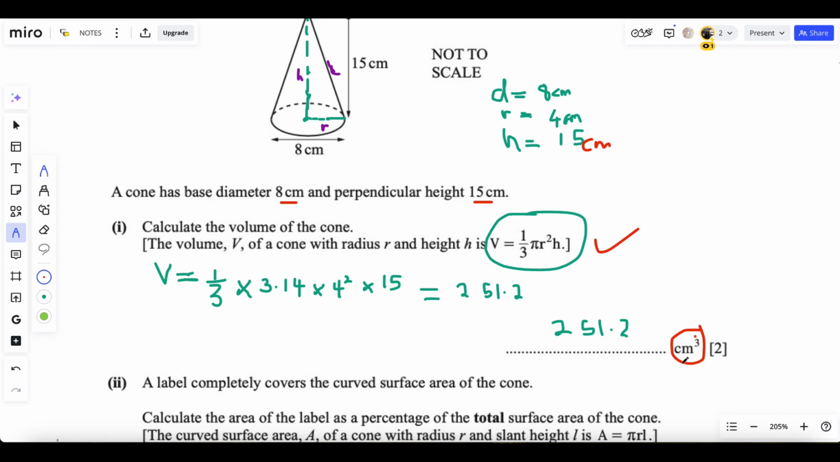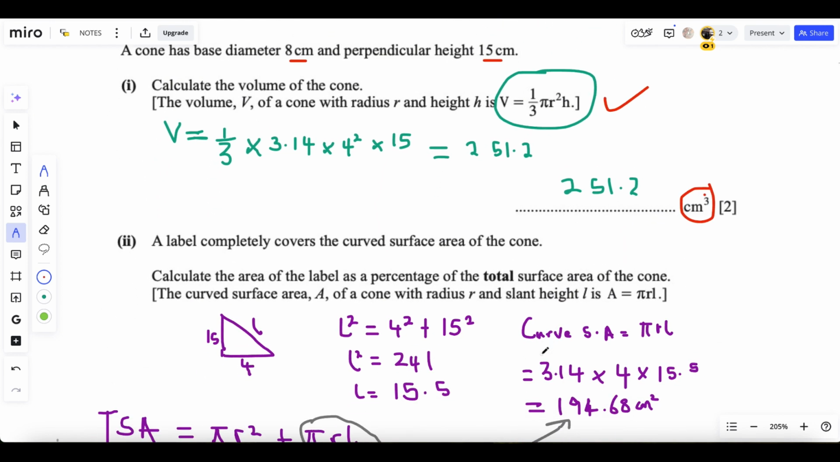Now, since it's in centimeter cube, we don't need to do conversion. So all we need to do is say volume equals 1 over 3 times pi. Pi is 3.14, or you say 3.142, times the radius. The radius is 4, we already mentioned that. So you say 4 squared, since the radius is squared, times the height, which is 15. You key this into your calculator, you get 251.2, or 251 point whatever, approximately. So we get the volume of the cone.